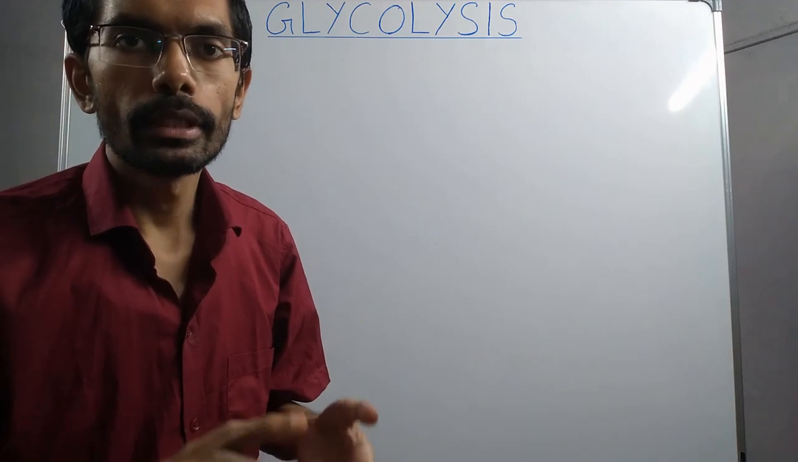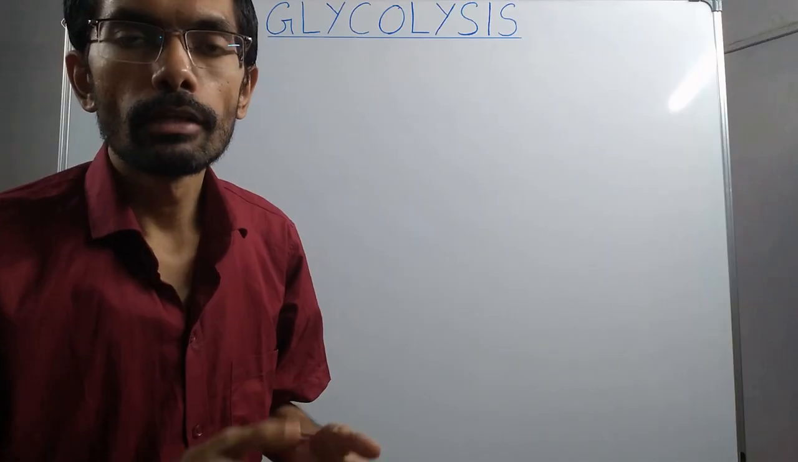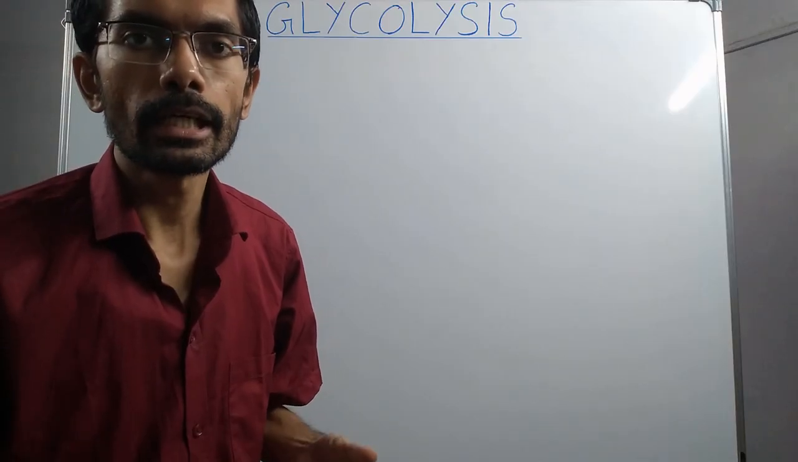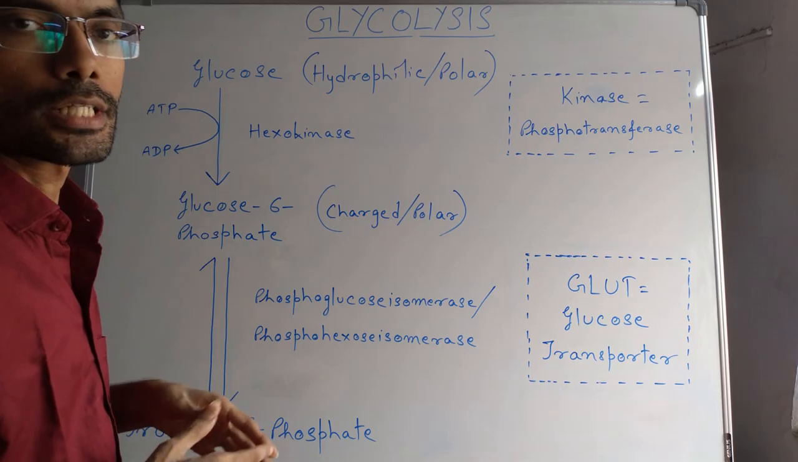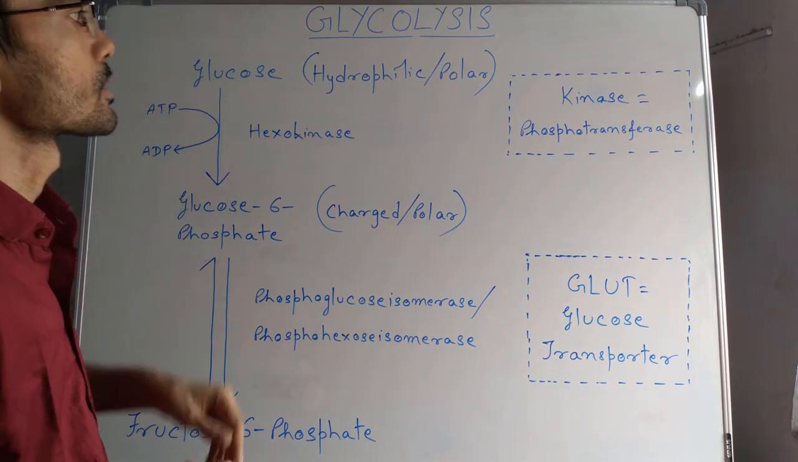Make sure you go through the additional points about glycolysis given at the end of this video to develop a comprehensive understanding of the entire glycolytic pathway. The first step in glycolysis involves the action of the enzyme hexokinase on glucose.